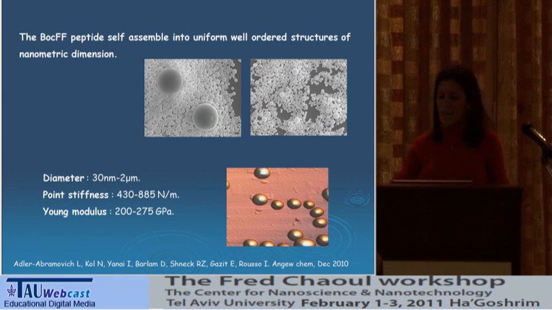As you can see, the diameter ranges from 30 nanometers to 2 microns. One of our PhD students checked their physical properties, and she saw that their point stiffnesses range from 430 to 800 Newton per meter, and their Young's modulus ranges from 200 to 275 gigapascal, more than strong steel.